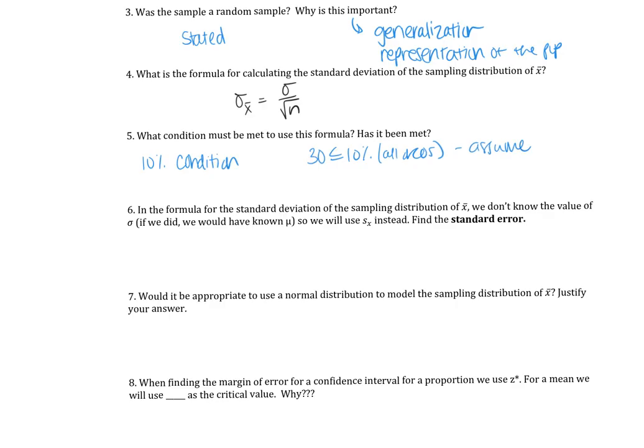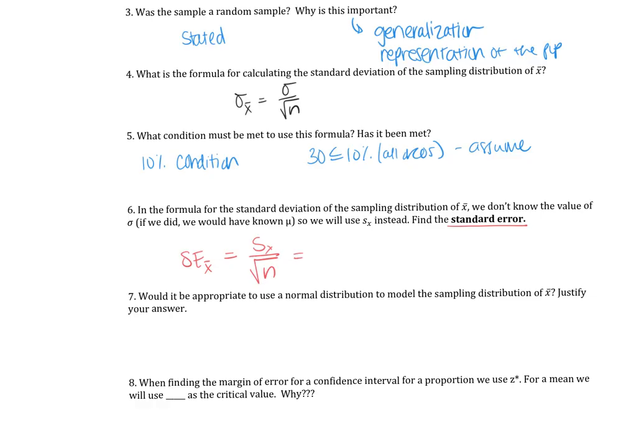All right, in the formula for standard deviation of the sampling distribution, we don't know the value of sigma because if we did, we would have also known mu and we would not be making a confidence interval. So just like with proportions, we're going to use the standard error. The standard error looks like the standard deviation, but instead of the standard deviation of the population, we use the standard deviation from the sample, S of X bar over root n.